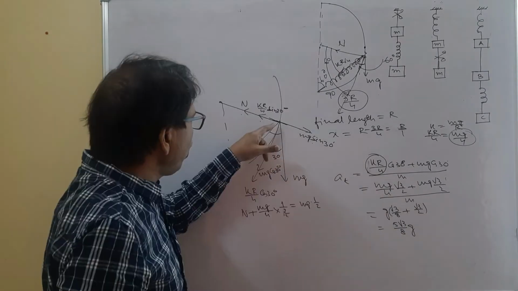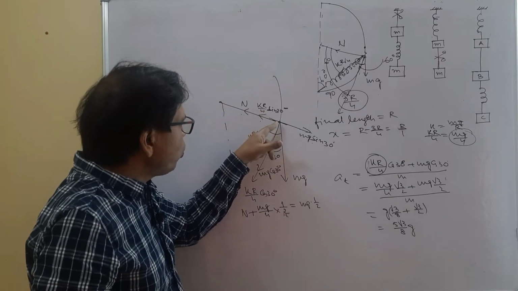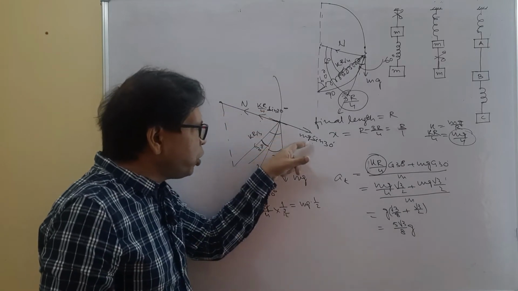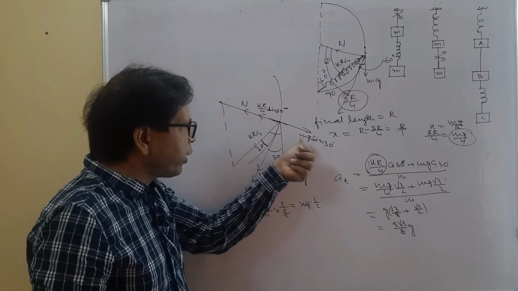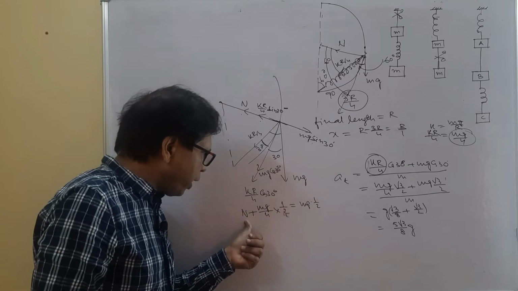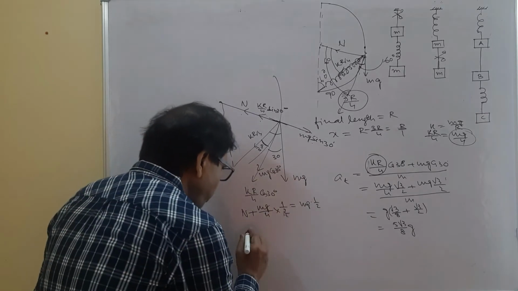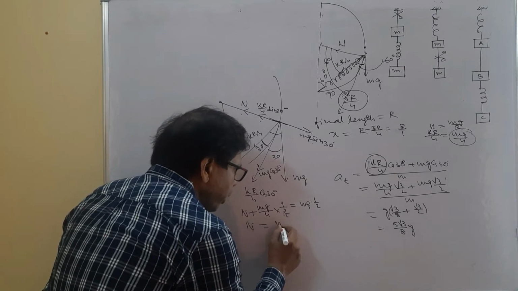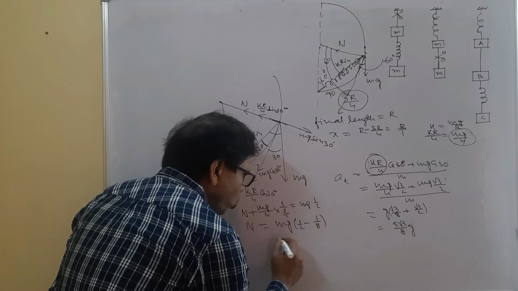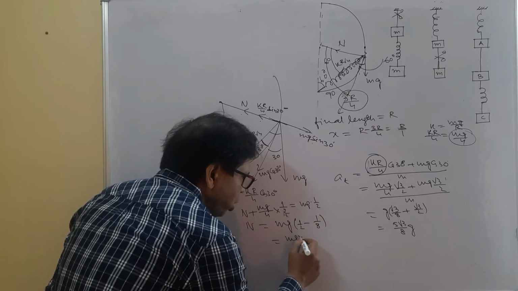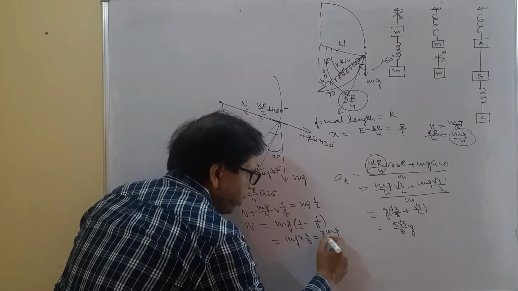Okay, understood? Normal force n acts towards the center, kr by 4 towards the center, and mg sin 30 away from the center. So this force plus this force equals this. Therefore n plus mg by 4 into half equals mg by 8. Therefore n equals mg into half minus 1 by 8, which is mg into 3 by 8. So this becomes 3 mg by 8.